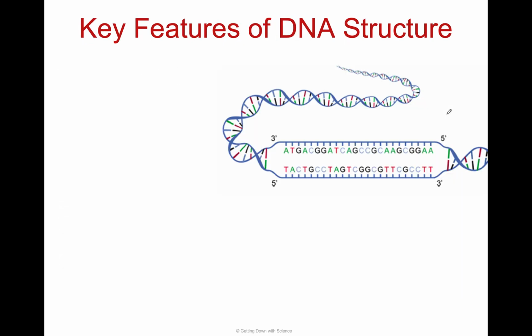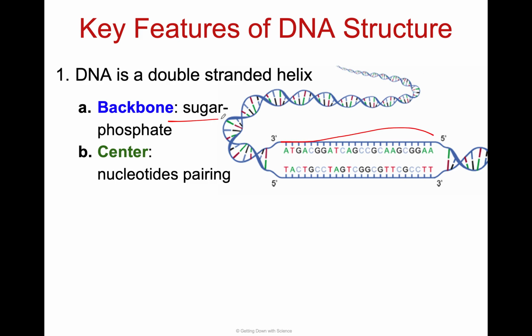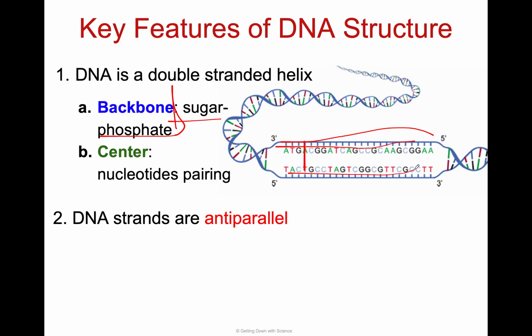Let's look at what they found. So they found that DNA is a double-stranded helix. What does that mean? That means that it's got this backbone that's sugar, right? It's made up of a sugar phosphate backbone. If I had a biology band, I would name it that. And in the center here, you got these nucleotide pairings. And it's double-stranded. There's one strand on top, and there's one strand on bottom.